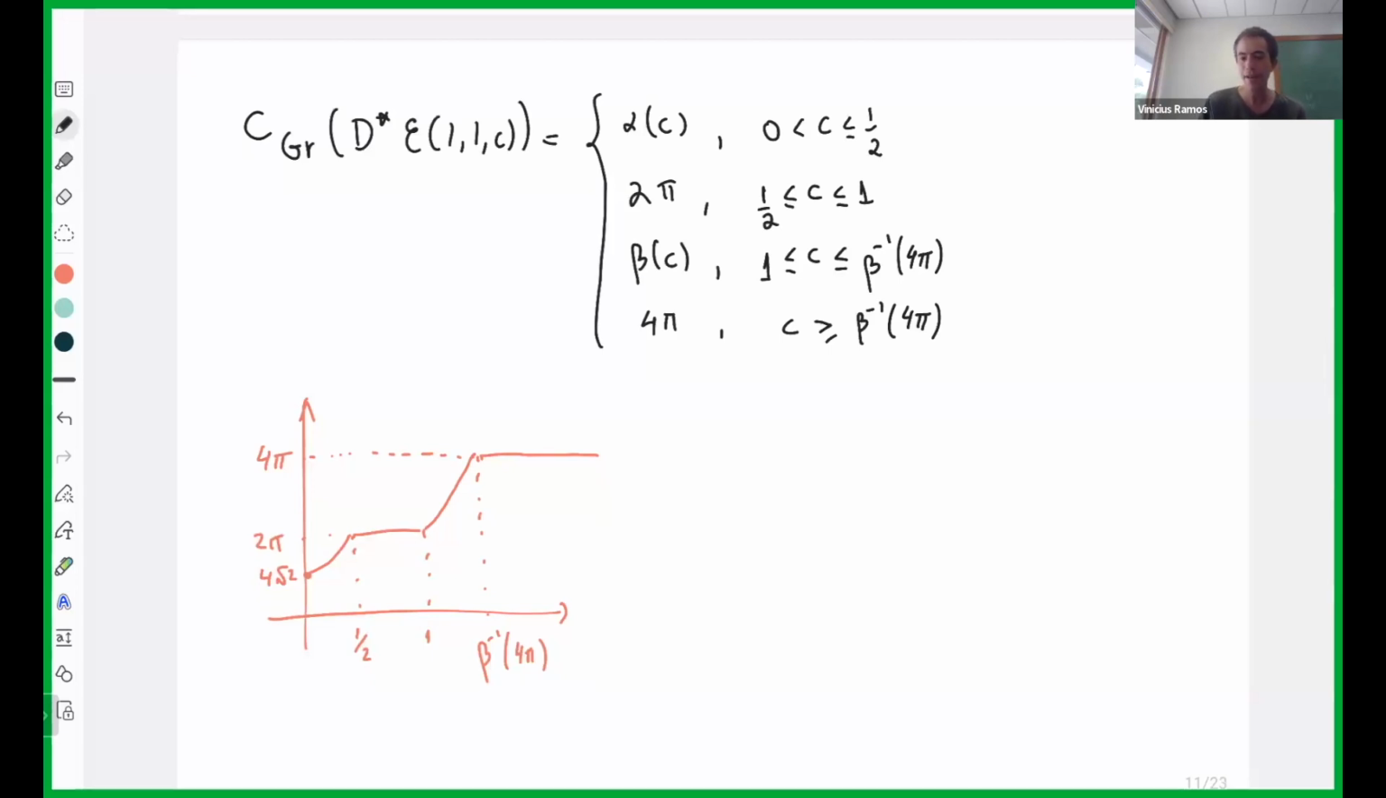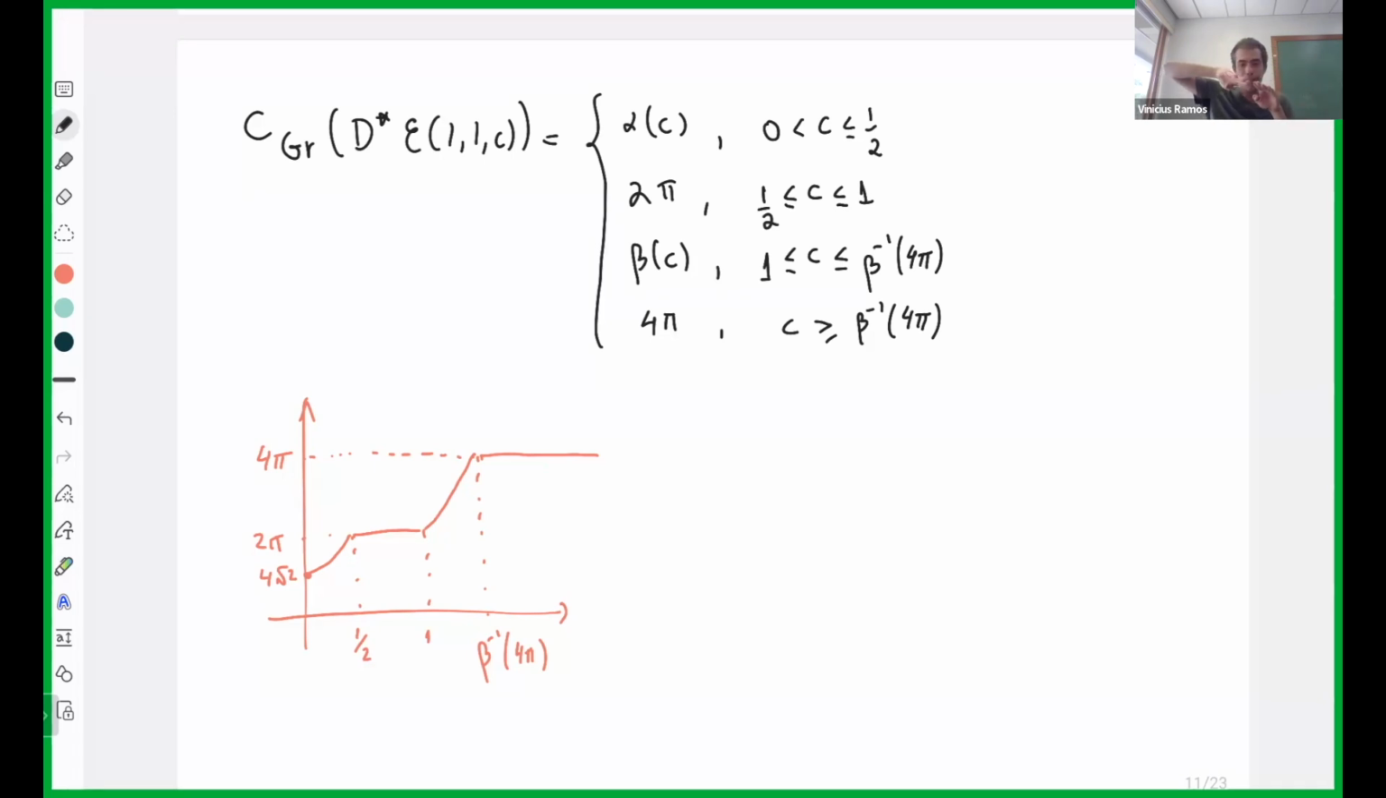So between 0 and 1/2, the Gromov width is given exactly by that alpha of C. So that's the length of that funny new simple geodesic that appears around the equator. From C between 1/2 and 1, it stabilizes at 2 pi. So I guess I didn't say that as C goes to 1/2, that orbit that oscillates around the equator converges to the equator. So it disappears on the equator, basically. And again, you can visualize that in the toric domain. So it converges to 2 pi, and then it's equal to 2 pi between 1/2 and 1.